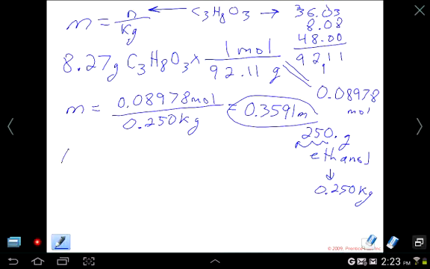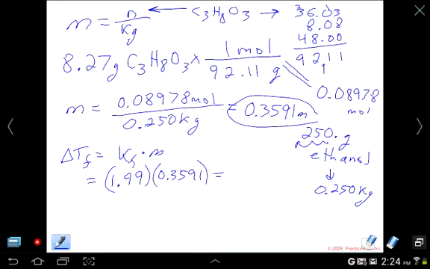Now back to the original equation. The change in the freezing point is, remember, the freezing point constant times our molality, which in our case the freezing point constant is given to us as 1.99, and our molality is 0.3591. So what we're doing is we're decreasing by 1.99 multiplied by 0.3591, which gives us 0.7146 degrees Celsius, technically.